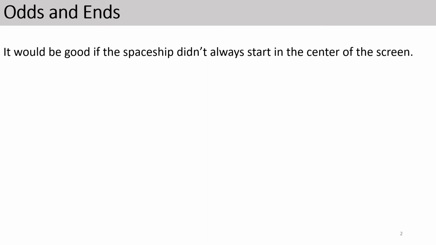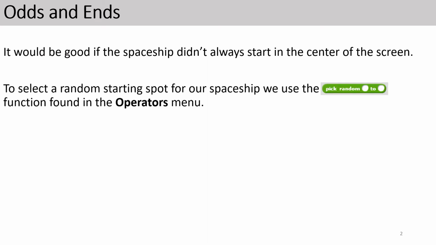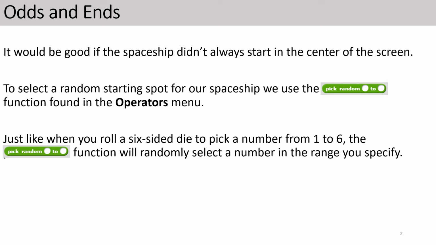It would be good if the spaceship didn't always start in the center of the screen. To select a random starting spot for our spaceship, we use the Pick Random function found in the Operators menu. Just like when you roll a six-sided die to pick a number from 1 to 6, the Pick Random function will randomly select a number in the range you specify.